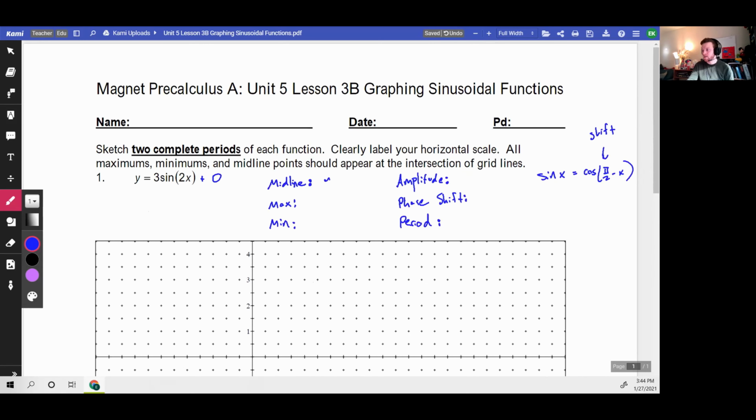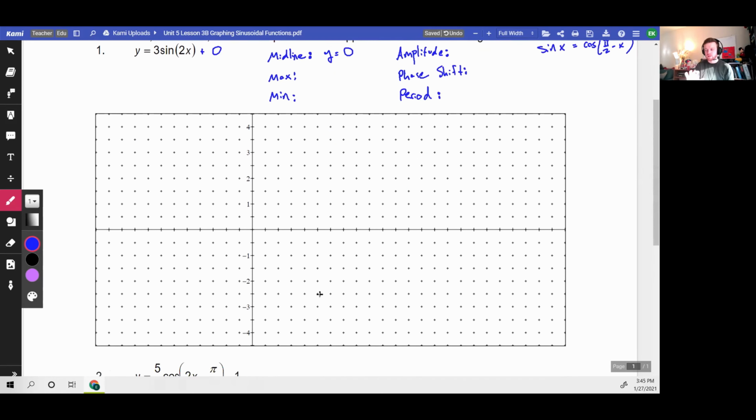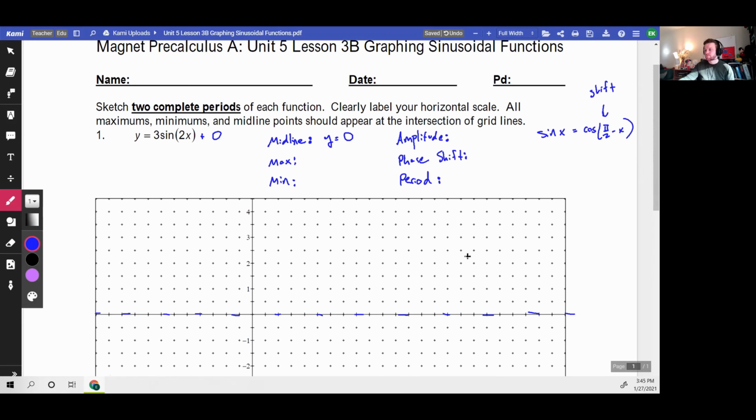So y equals 0. And you don't have to do this, but I always graph a dotted line where my midline is, because I build my trig function using that dotted line. It's kind of like the foundation. All right. How do I get the max and the min? And while I'm at it, the amplitude from our trig function. Well, the 3 that's in the front, I think that is going to be really helpful, right?